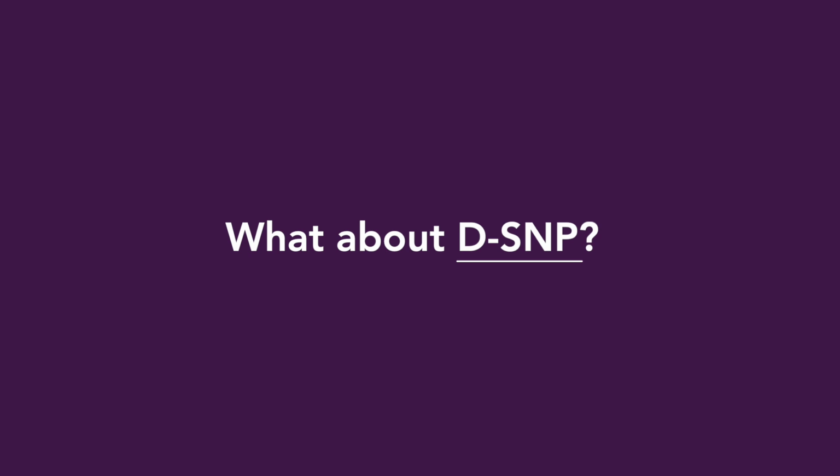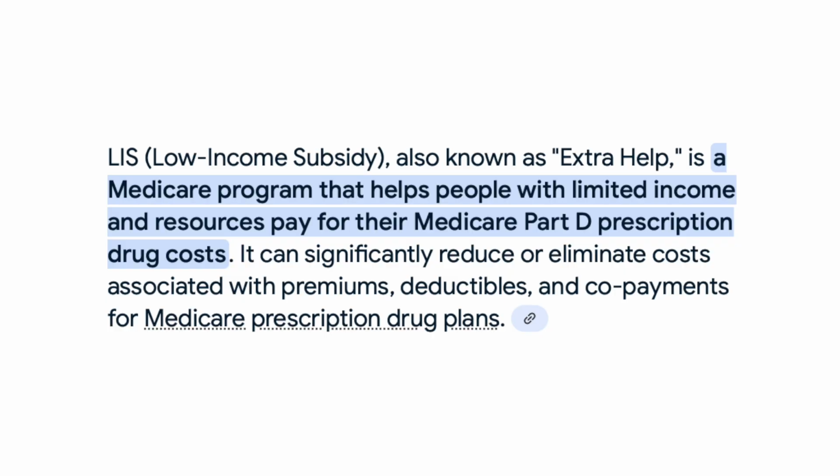D-SNP, remember, stands for dual eligible. That means you qualify for Medicare and Medicaid, and it's full Medicaid in most states. It does not include LIS. What is LIS? LIS is low income subsidy.